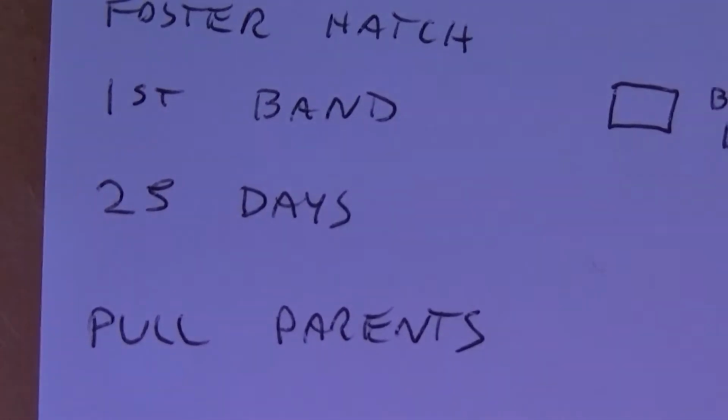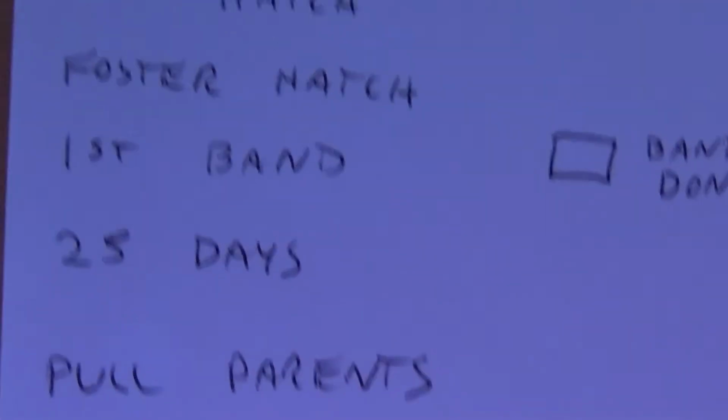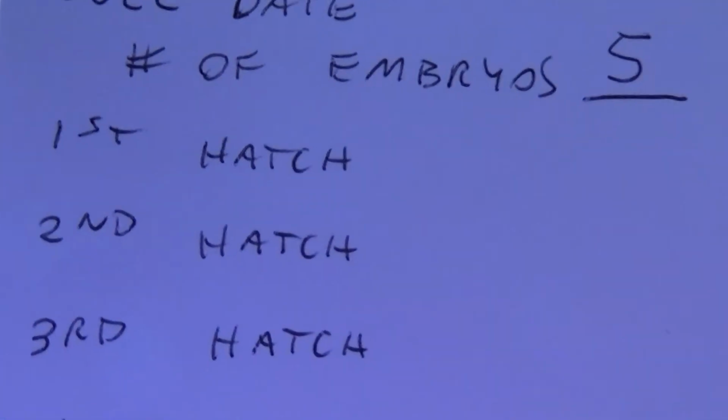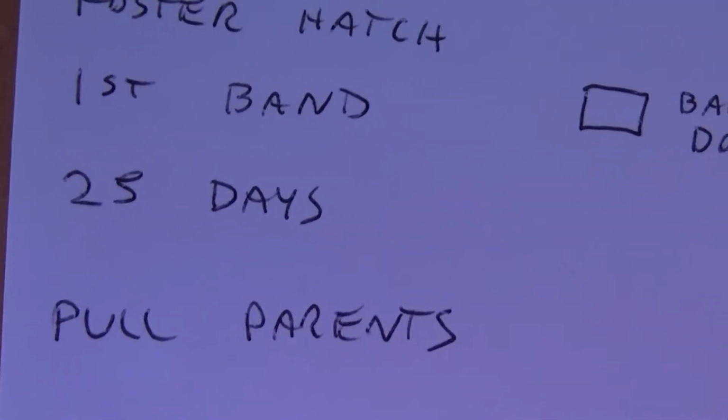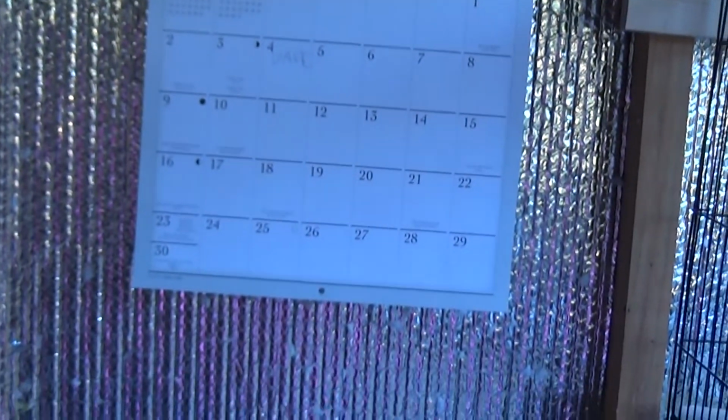And then the pull parents date is the 5th week birthday of the last chick hatched. So when the 3rd chick is 5 weeks old, I'll write that date down here, and that's the day I pull the parents. All of those dates are kind of dependent on each other. I have a calendar in here, so once I get that first hatch date, I can start filling in dates for everything else.